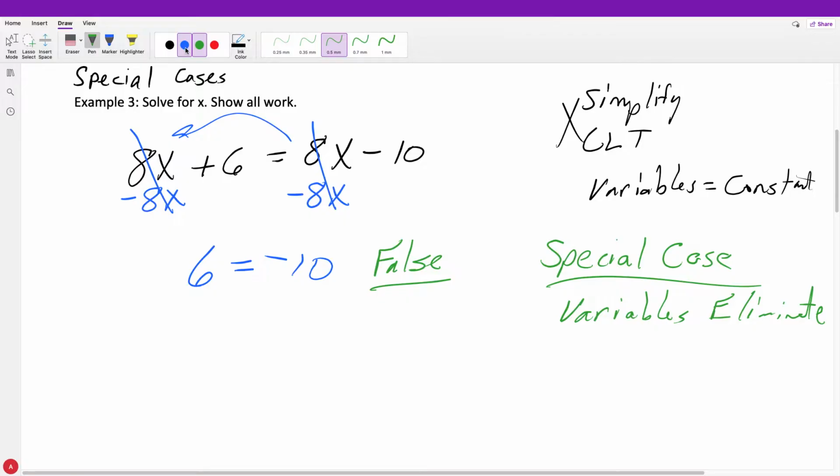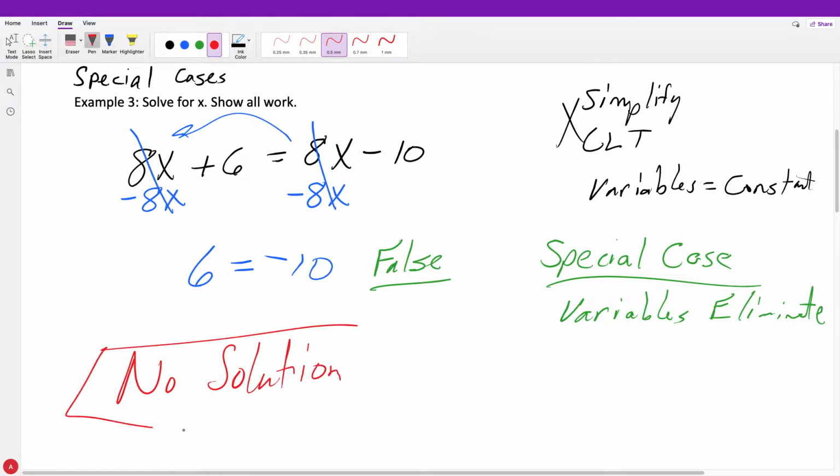So now, when it is a false statement, what that tells us is that there is no solution. So this is your answer for this question. False is not the answer. False is what drives us to the answer. Since our variable is eliminated and we got a false statement, meaning 6 is not equal to negative 10, that means no matter what we substitute in for x, it will never work.